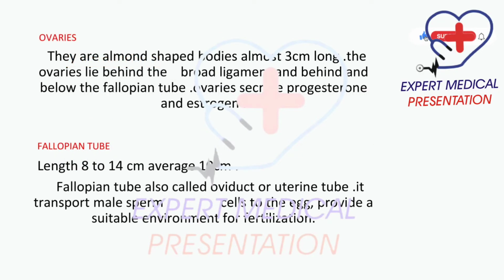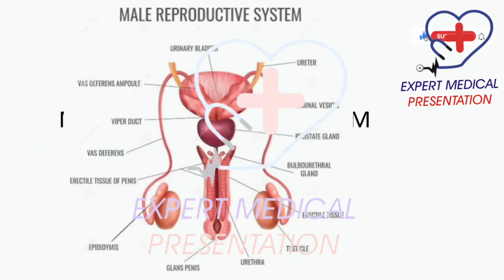Ovaries. They are almond-shaped bodies almost 3 centimeters long. The ovaries lie behind the broad ligament and behind and below the fallopian tube. Ovaries secrete progesterone and estrogen. Fallopian tube. Length 8 to 14 centimeters, average 10 centimeters. The fallopian tube is also called the oviduct or uterine tube. It transports male sperm cells to the egg and provides a suitable environment for fertilization.